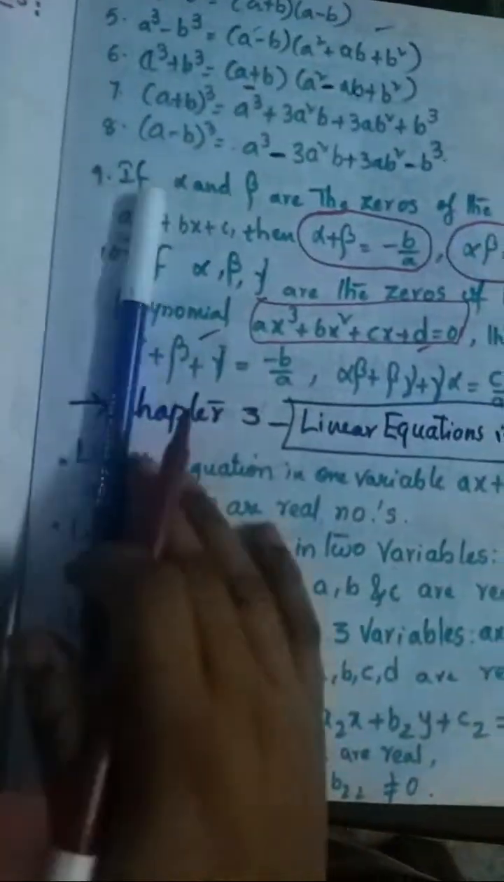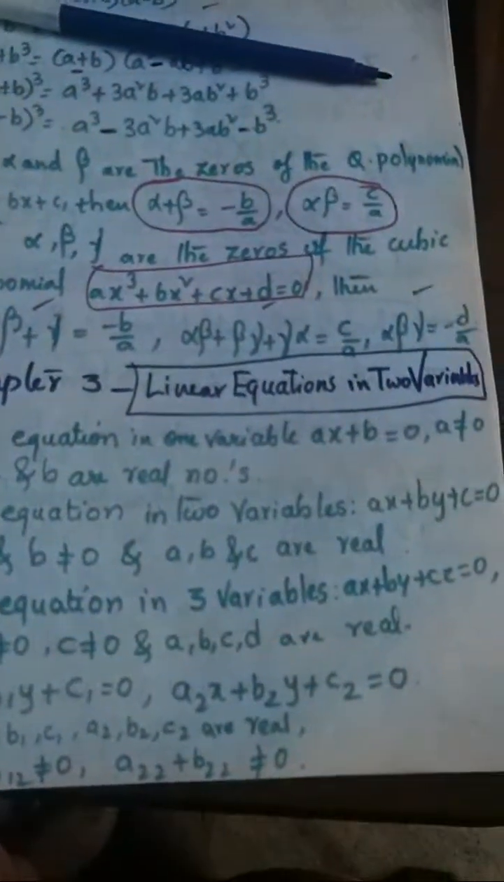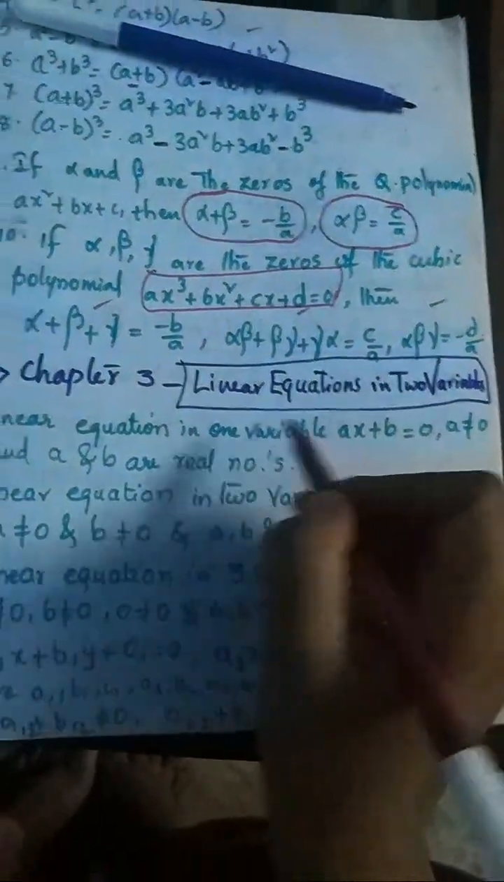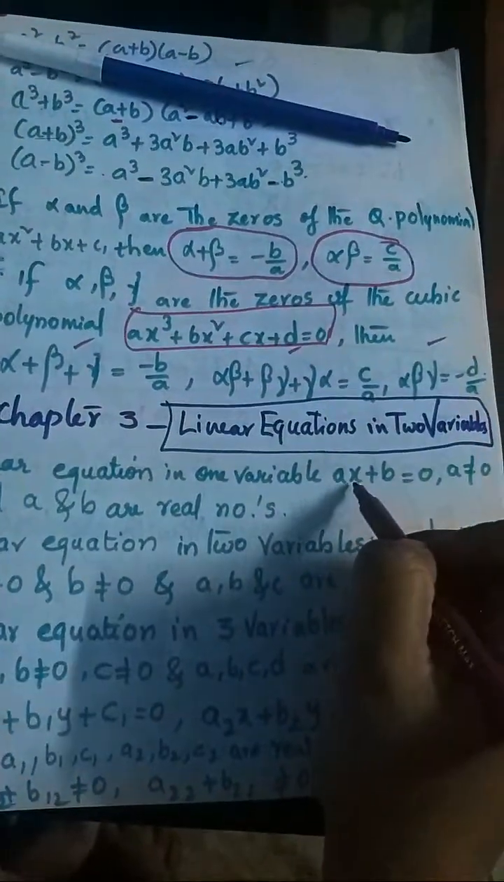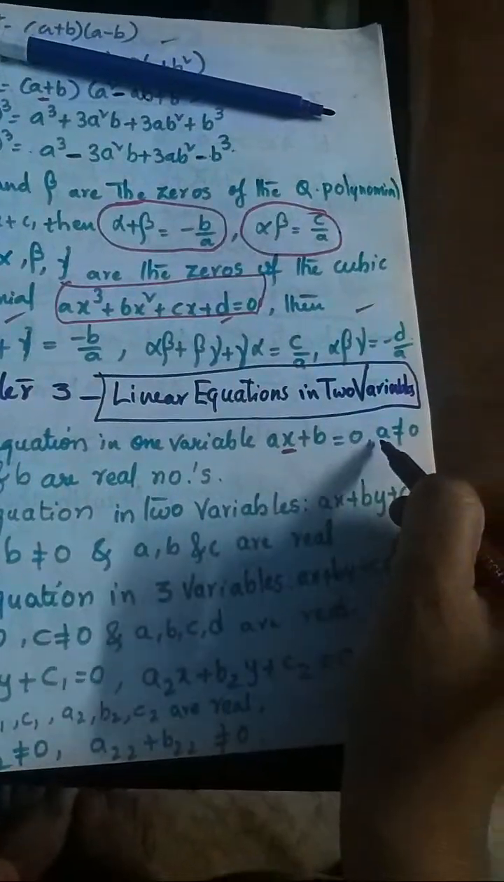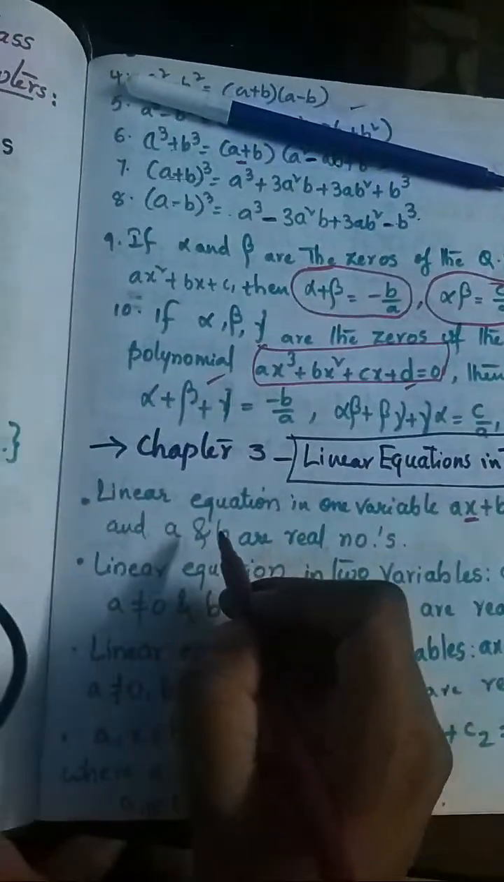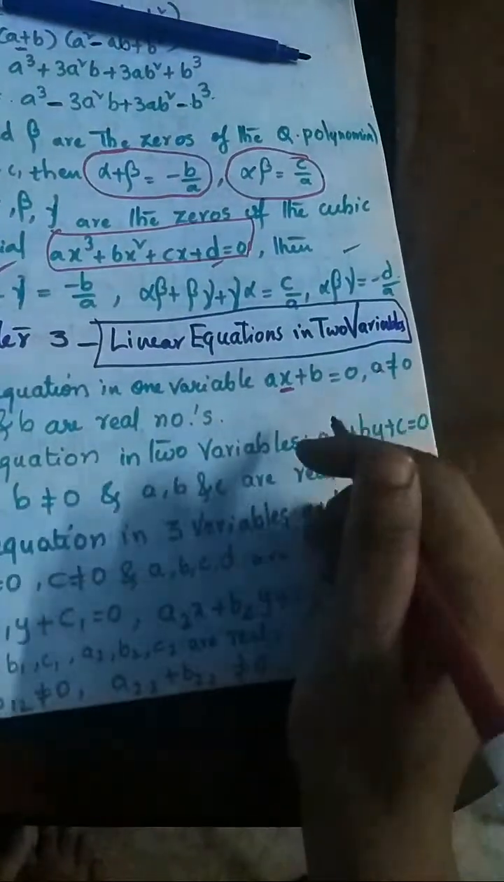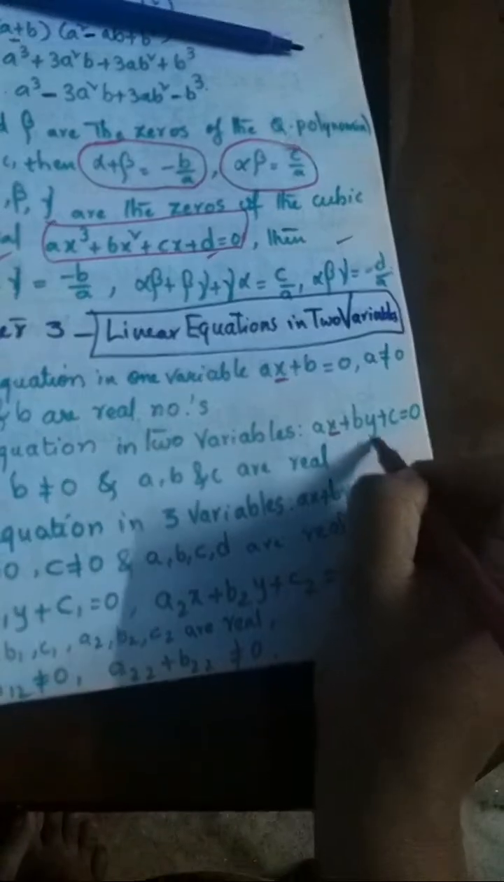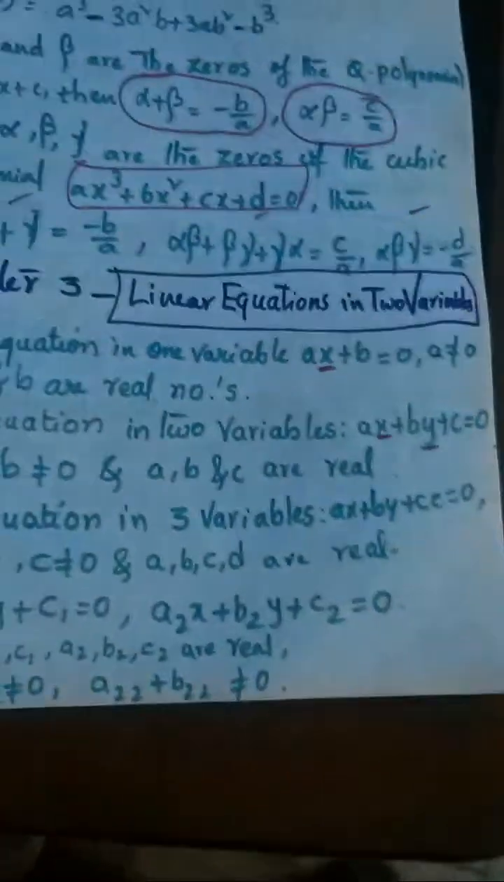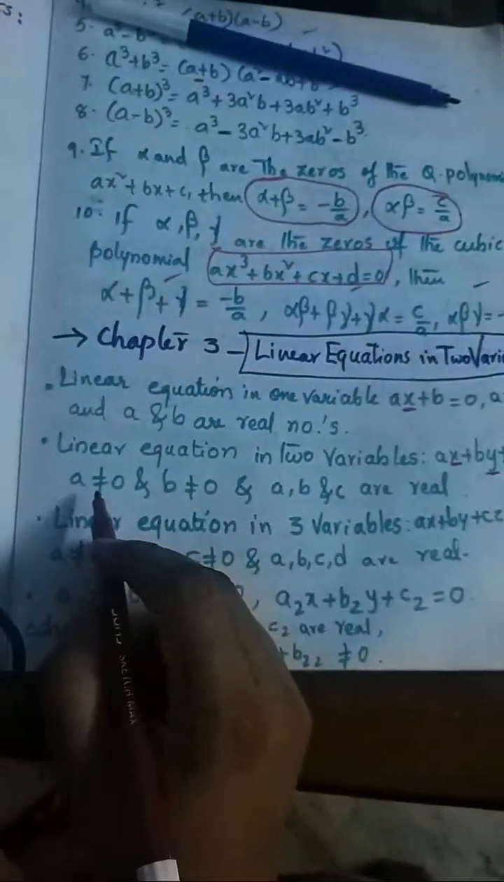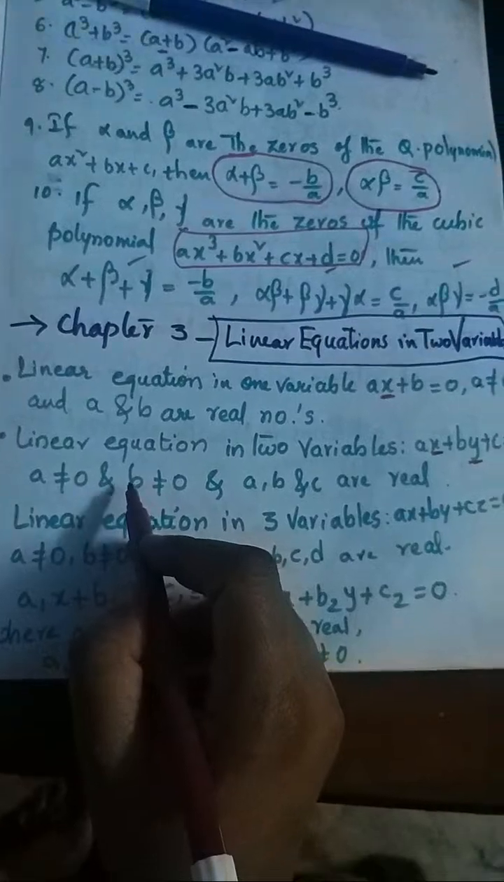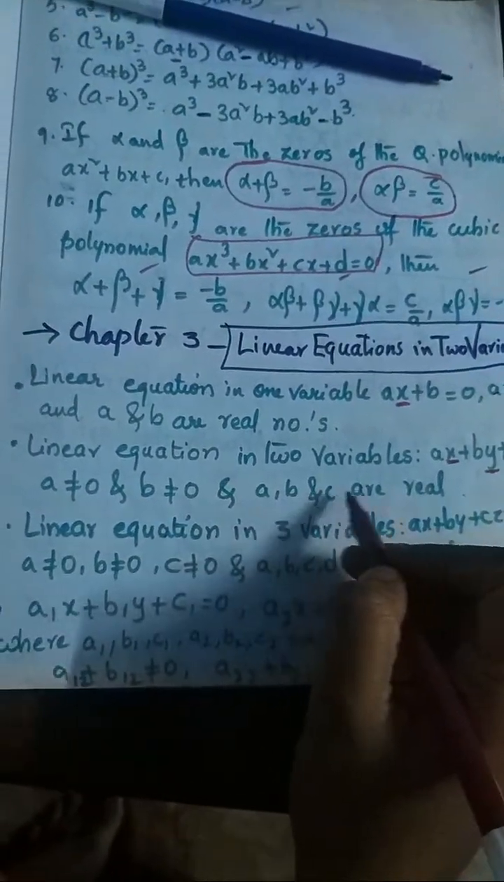Okay, now the next chapter is linear equations in two variables. A linear equation in one variable is ax plus b equals 0, where x is the variable, a is not equal to 0, and a and b are real numbers. A linear equation in two variables, that is ax plus by plus c equals 0, where x and y are the two variables and a, b, c are constants. a is not equal to 0, b is not equal to 0, and a, b and c are real.